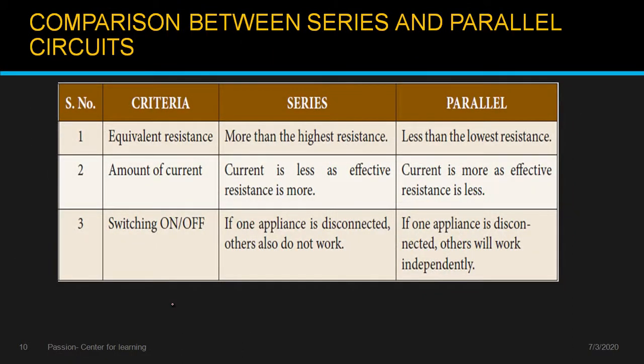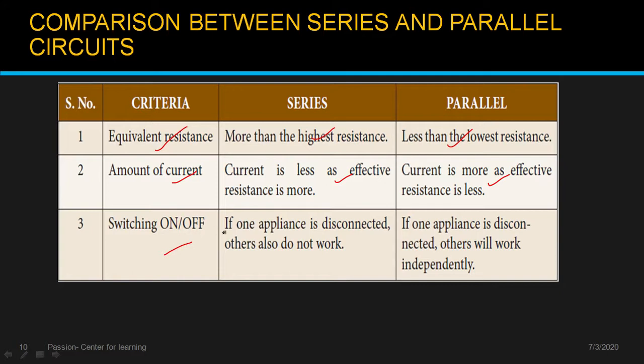Now you compare these two circuits. First you take equivalent resistance and amount of current. This is the criteria. In series the resistance is more, whereas in parallel it is less. Current is less as effective resistance is more, and current is more as effective resistance is less, because I is equal to V by R. Because R is high, then current is low. R is less, it is high. Okay, it is inversely proportional.